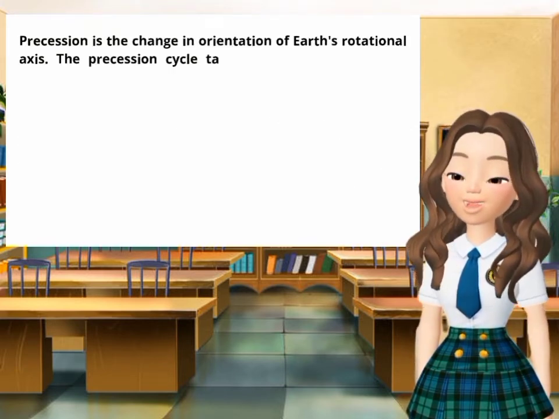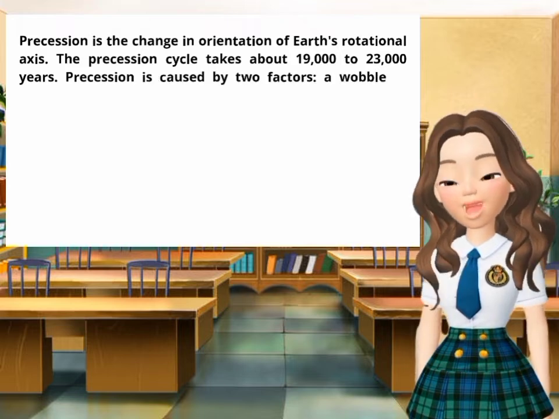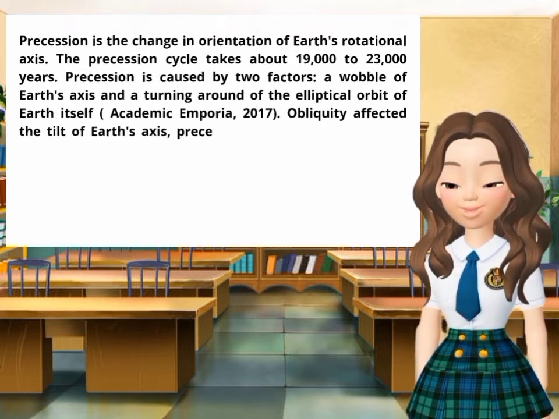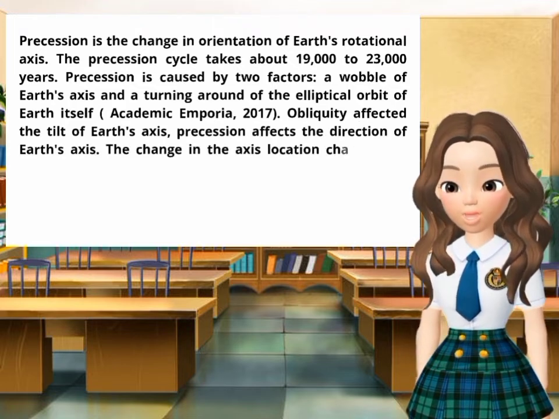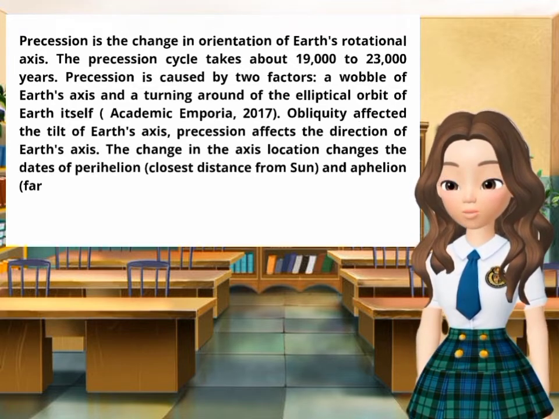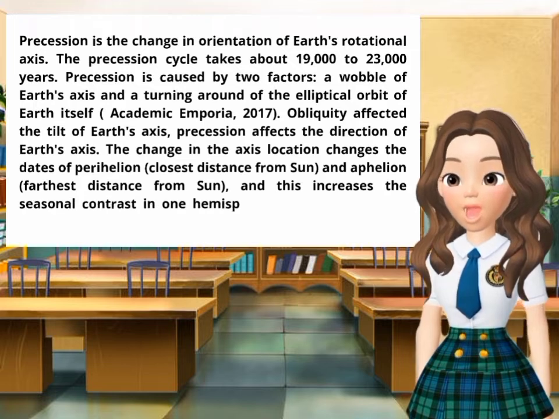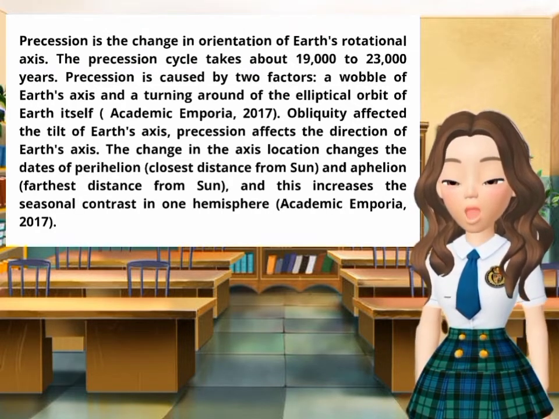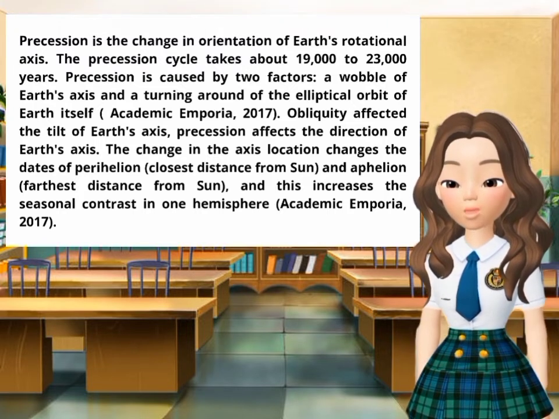Precession is the change in orientation of Earth's rotational axis. The precession cycle takes about 19,000 to 23,000 years. Precession is caused by two factors, a wobble of Earth's axis and a turning around of the elliptical orbit of the Earth itself. Obliquity affects the tilt of Earth's axis. Precession affects the direction of Earth's axis.